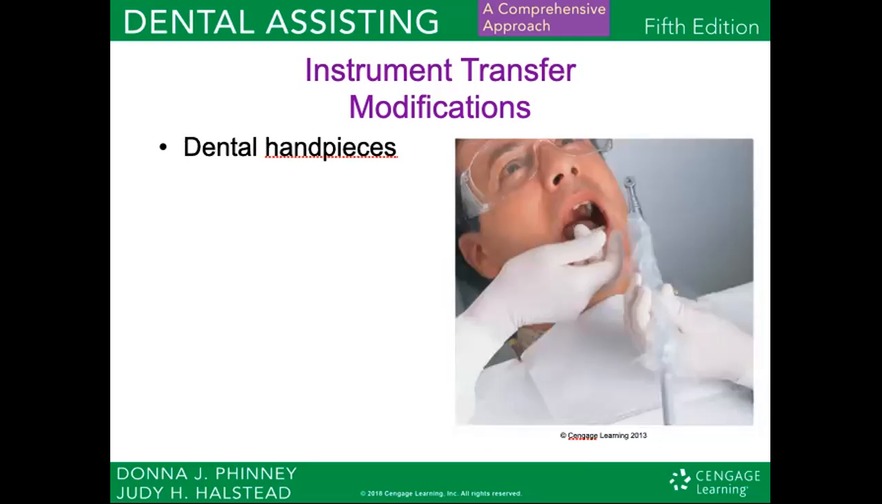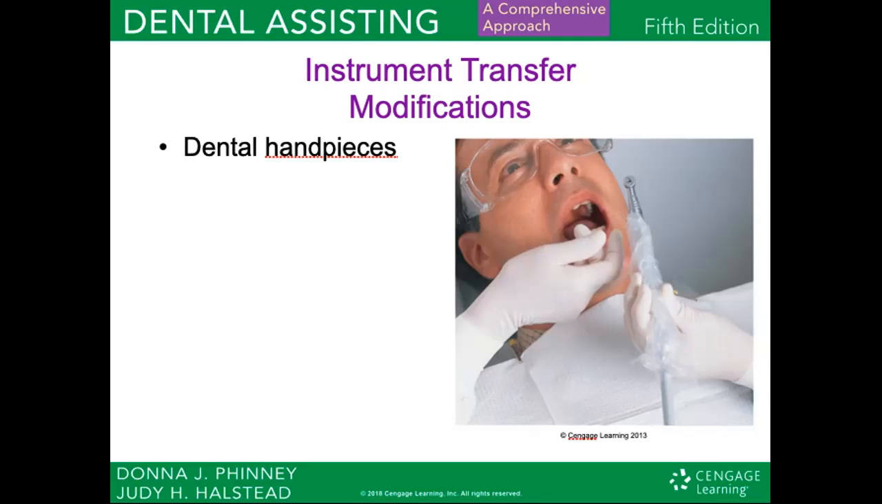Dental handpieces are bulky and can be transferred with the one-handed transfer as the assistant picks them up near the hose attachment, away from the working end. The only way you would actually pass a handpiece to the dentist is if you're working with a front loading dental unit. Most of the time, it's going to be a side loading dental unit where the tray is to the side of the dentist or operator, and they'll usually grab the handpieces themselves.